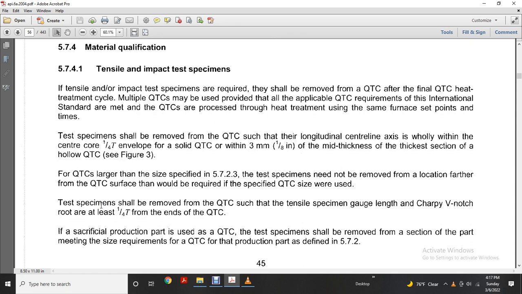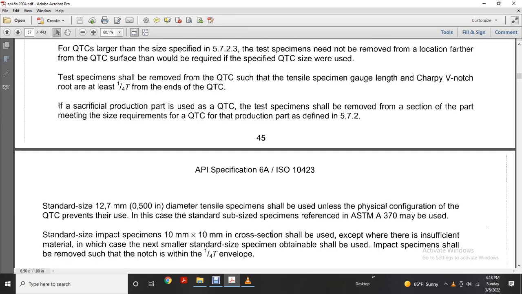For qualification test coupons larger than the size specified in 5.7.2.3, the test specimens shall be removed at the location required by the specified qualification test coupon size per use. Test specimens shall be removed from the qualification test coupon, such as for the tensile specimen gauge length, with a Charpy V-notch at the root, at least a quarter-inch from the end of the qualification test coupon. A sacrificial production part may serve as the qualification test coupon, with specimens removed from a section of the part meeting the requirements for the production part, 5.7.2.